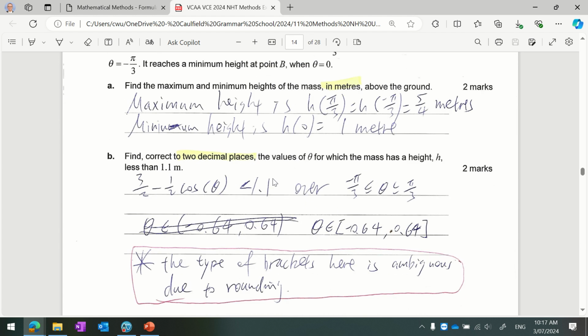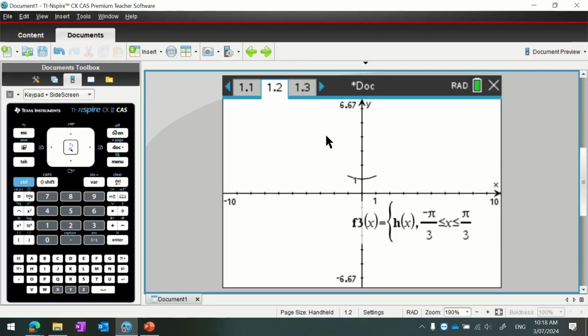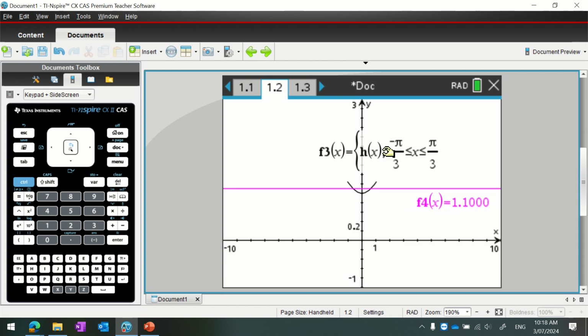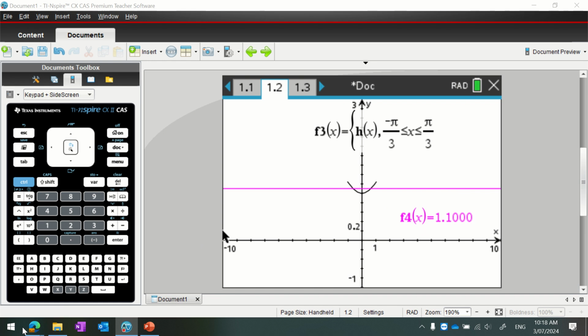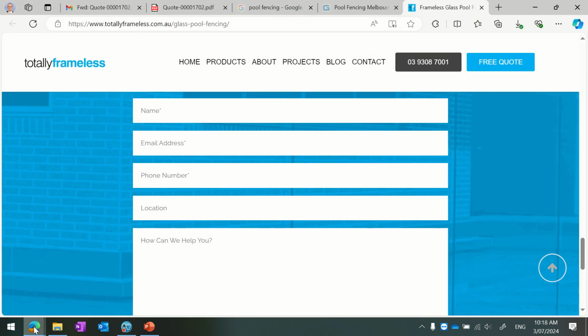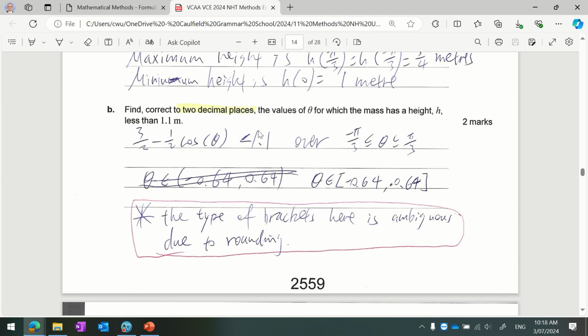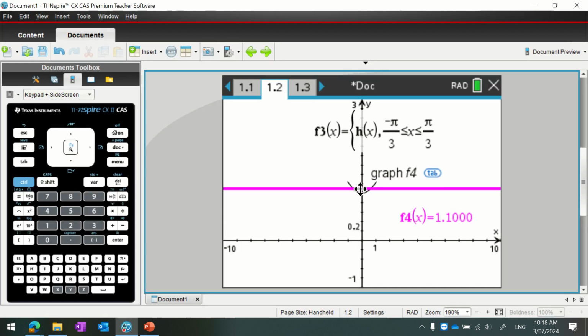And then we need to find, to 2 decimal places, the value of theta for which the mass has a height less than 1.1. So here, very similar idea. We need to know what's going on. So draw a graph, and then I can make my graph a little bit clearer like this. So you can see that if I want this to be less than 1.1, I'm looking at the middle portion here.